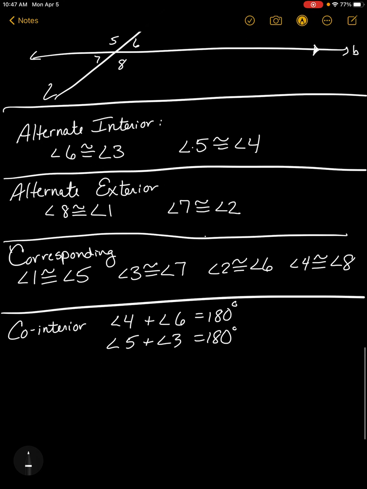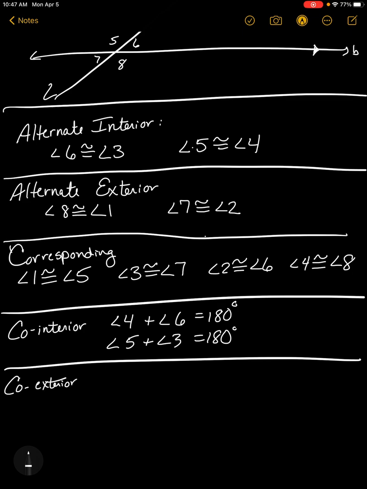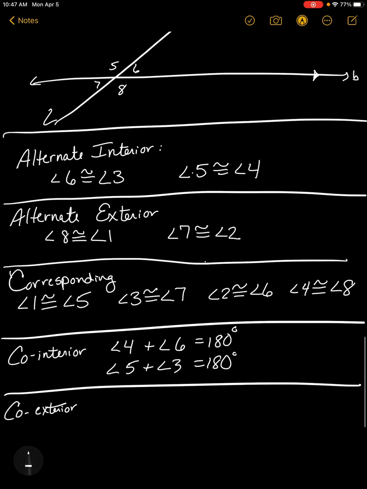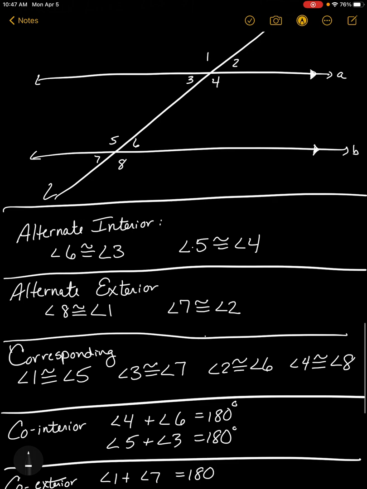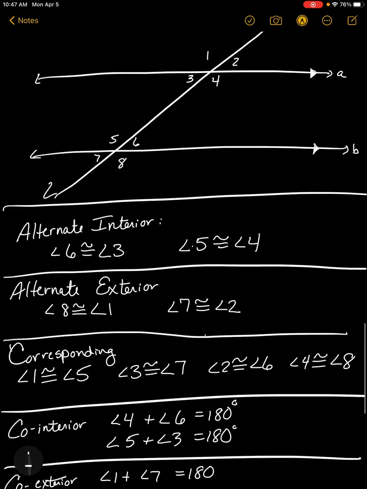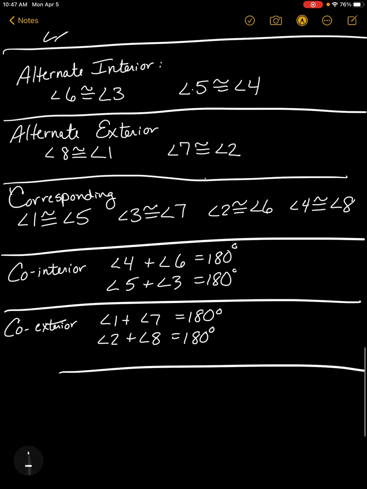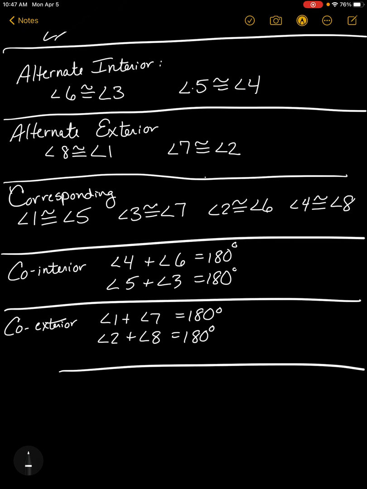There's also co-exterior. All right, so co-exterior would be like angle 1 and 7. They equal 180 because they're on opposite sides. Because since 1 equals 8, and 8 and 7 make 180, that's why. And then 2 and 8 equals 180. I don't think you're going to use the co-exterior one as much as you're going to use the other ones, but those are the sets of them.